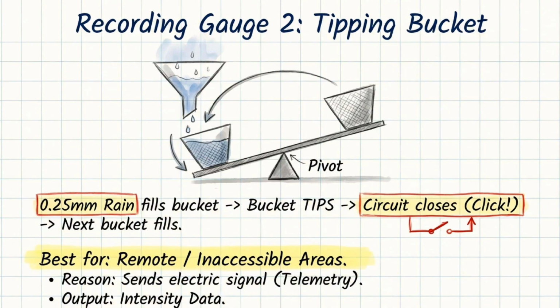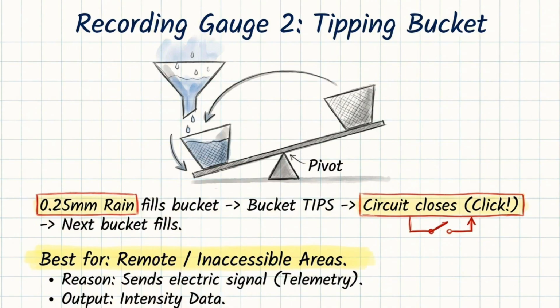When the bucket tips, two things happen. First, the water empties out and the other bucket moves into position to start collecting rain. Second, the tipping action closes an electric circuit, producing a small click signal. Each tip corresponds to a fixed amount of rainfall, like 0.25 mm. By counting the number of tips, the instrument automatically calculates the total rainfall and rainfall intensity. Because it sends electric signals, this rain gauge can transmit data remotely using telemetry. That's why it is very useful in remote or inaccessible areas.